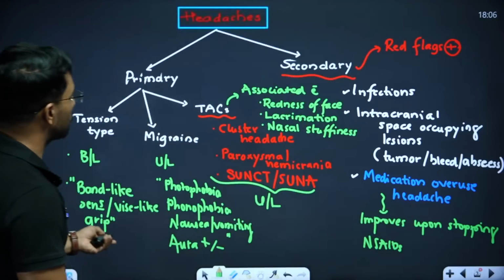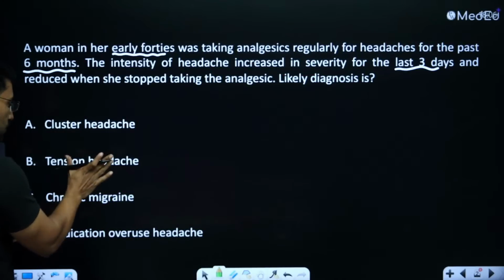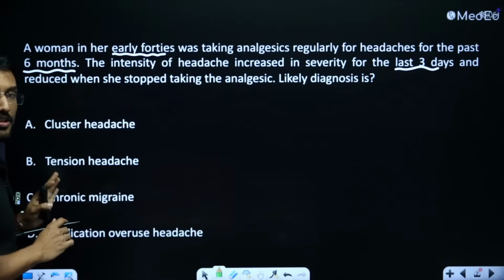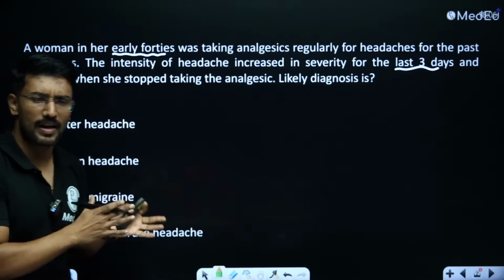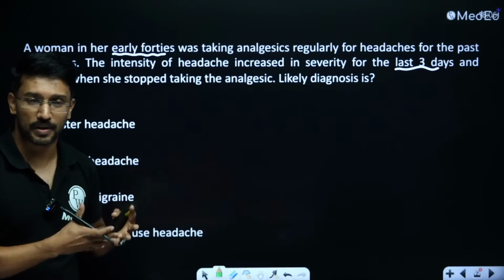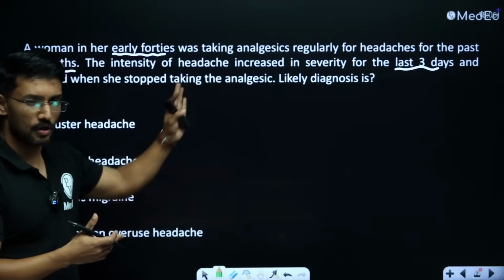So now going back to this story, we cannot diagnose it as cluster, tension type or chronic migraine from the story because sufficient information is not there. The question is not talking about unilateral, bilateral. The question is not talking about whether additional features were there, whether aura was there, whether patient was describing it as band-like sensation. No clue.